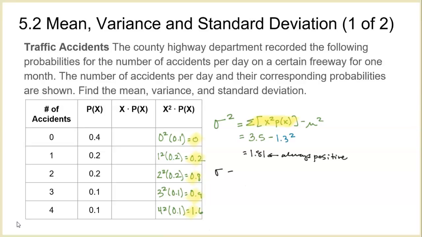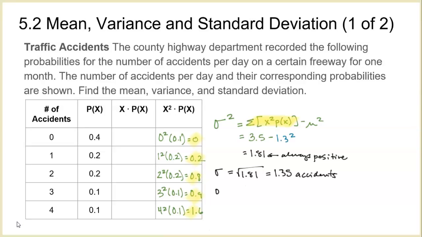If in your calculation you somehow got a negative value, then you want to recheck that calculation, because if we're squaring a number, the result should be positive, because a number times itself, whether it's -2 times -2 is positive 4, or 2 times 2 is positive 4. So this value for variance is always positive. And then to get the standard deviation, we take the square root. So the standard deviation is 1.35 accidents.